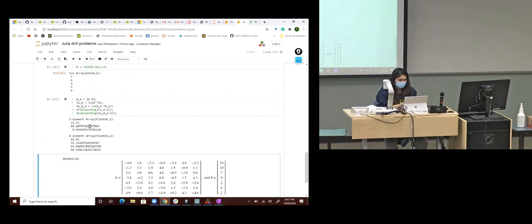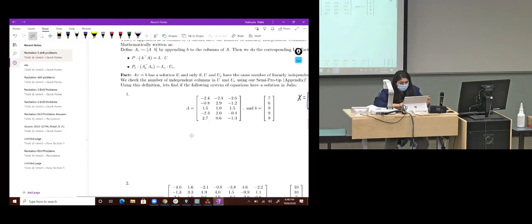So let's see. I get no zeros in the A matrix. So the number of linearly independent columns in the A matrix is 3. And the number of linearly independent columns in the appended matrix is 4. So this term is not 0. So it has more linearly independent columns. What does that tell us?